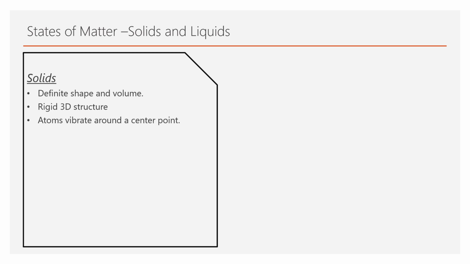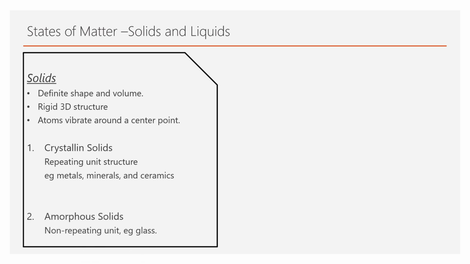Solids can generally be broken into two categories. First are crystalline solids. A crystal is built from repeating units. Examples of crystals are metals, minerals, and most ceramics. The next type of solid are the amorphous solids, in which the molecules do not form repeating units. An example of an amorphous solid is glass.